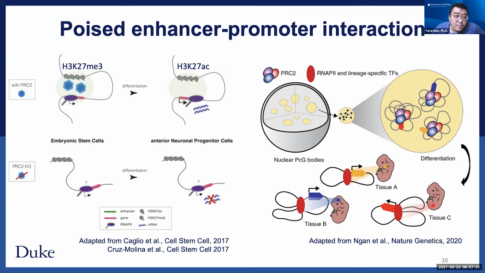So the idea is that Polycomb can induce the formation of this poised interaction, and both promoter and enhancer are inactive. But when the activation signal comes, the poised enhancer will switch to an active enhancer, with H3K27 acetylation modification. So the target gene, which is a developmental gene, will become activated. I think this is a similar model suggested in the recent Nature Genetics paper published last year.